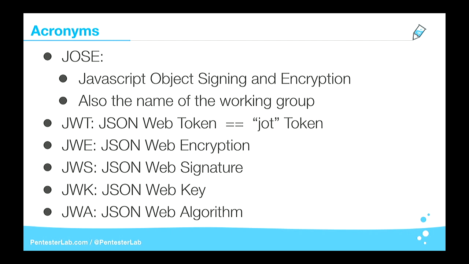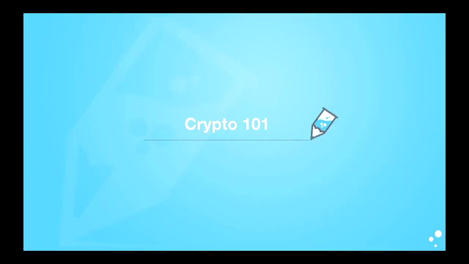JWK for JSON Web Key, just a way to put a crypto key in JSON. We're going to see some of that. And JWA for the list of algorithms that you can use. So if you're a fun person like me and you like to read RFCs, you're going to come across a lot of those. So, Crypto 101. I'm going to go slowly because there may be some pentesters in the room.